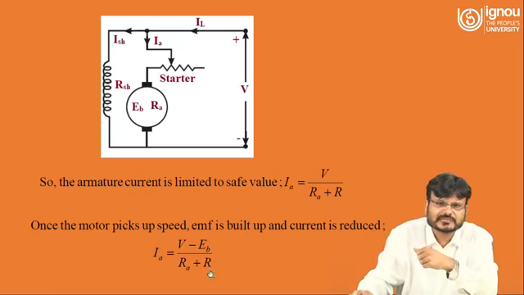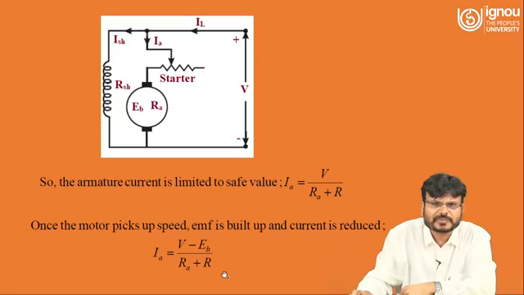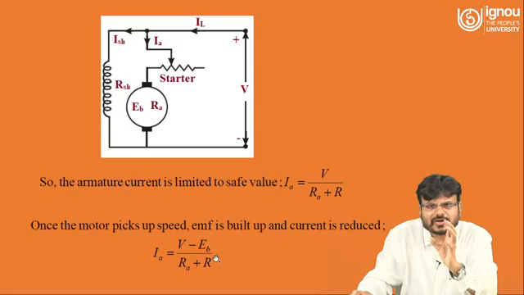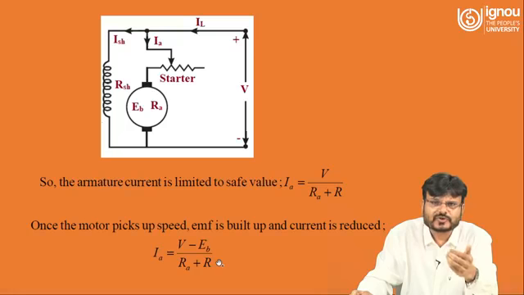Here you can understand by this formula, IA is equal to V minus EB upon RA plus R. So what will you do? In the starting you are inserting the total resistance in series with the armature. Now as the speed is increasing, that means back EMF is increasing. At the same time, you will try to decrease this extra resistance in series with the armature.